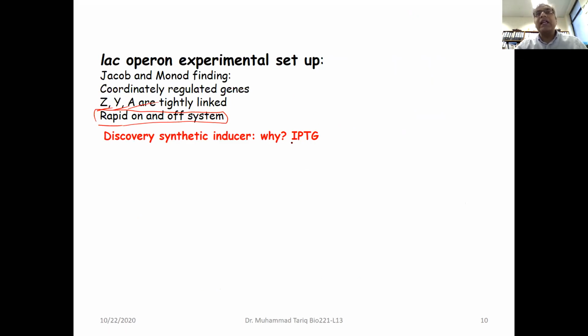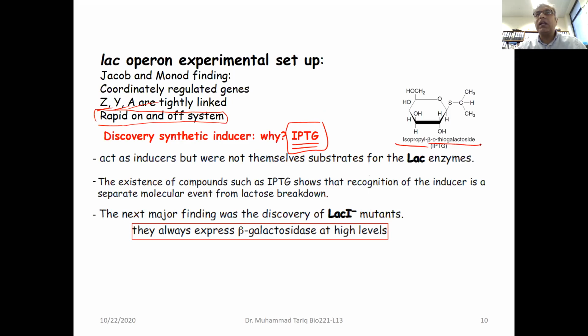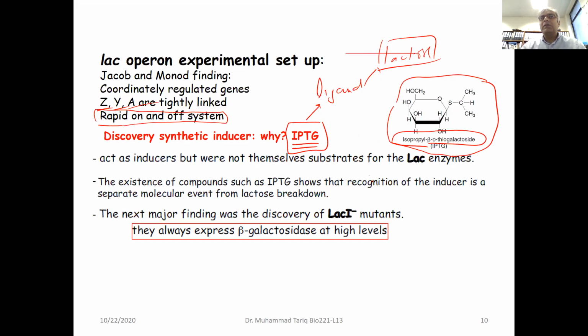There was a discovery of a synthetic inducer, called IPTG, isopropyl beta D thiogalactoside. The beauty of IPTG is that it is not broken down. It acts as a ligand. It behaves like a lactose molecule, but it is not metabolized. It acts as an inducer because the lac operon is induced by lactose, so IPTG serves the same purpose. It's an inducer, but unlike lactose, it's not a substrate for the lac Z enzyme.